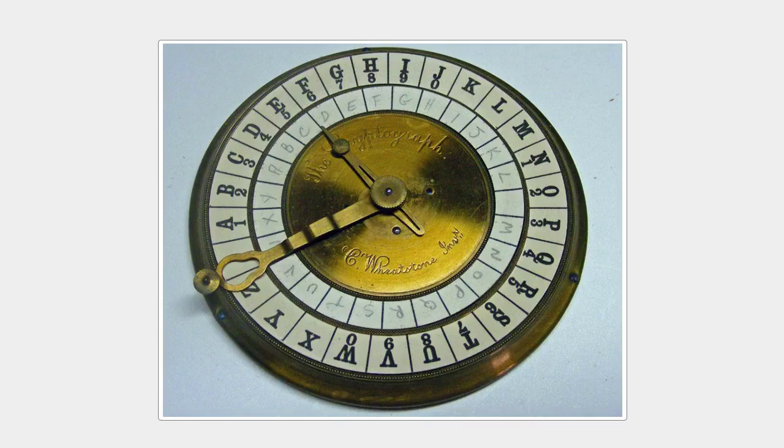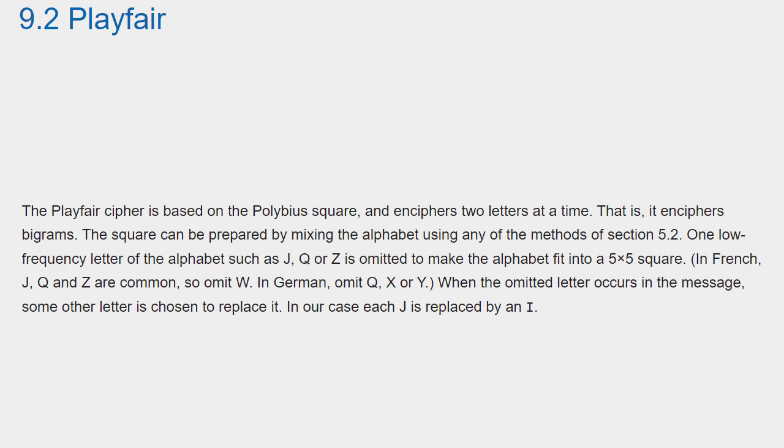The inscription reads, "The Cryptograph. C. Wheatstone, Inventor." The Playfair cipher is based on the Polybius square and enciphers 2 letters at a time. That is, it enciphers bigrams. The square can be prepared by mixing the alphabet using any of the methods of section 5.2. One low-frequency letter of the alphabet, such as J, Q or Z, is omitted to make the alphabet fit into a 5x5 square. In French, J, Q and Z are common, so omit W.